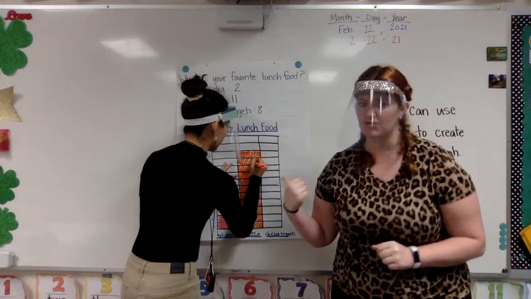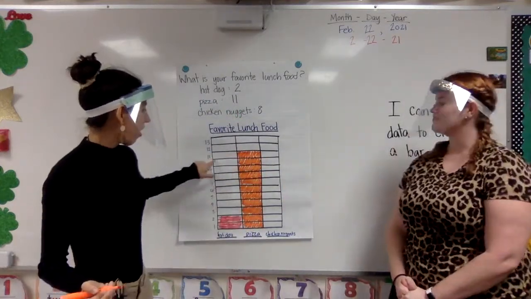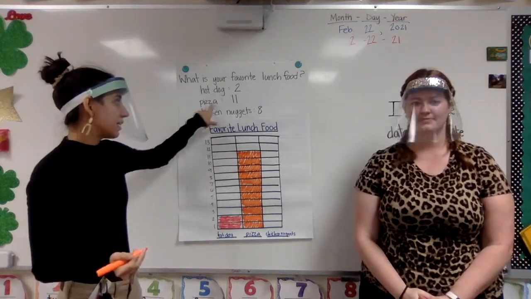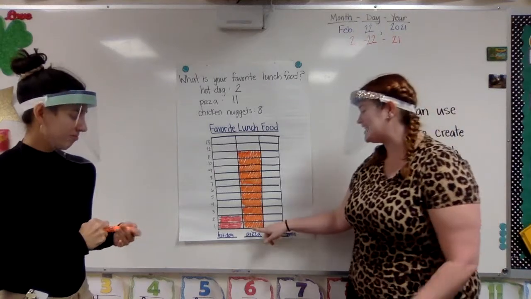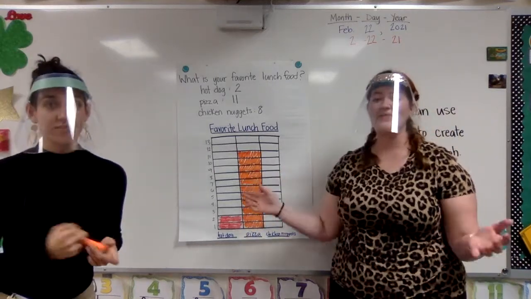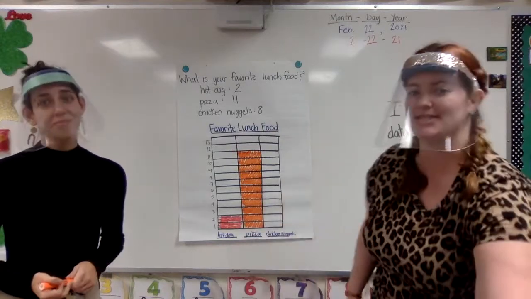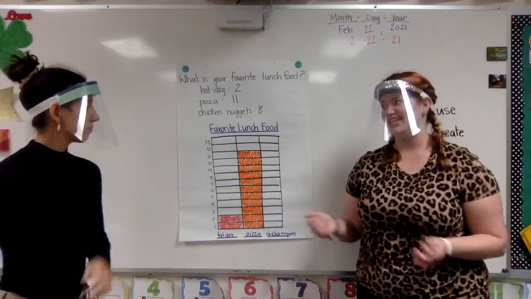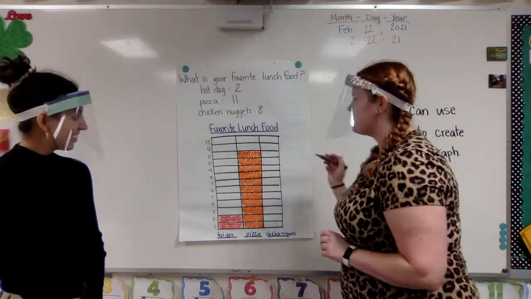Okay, let's check back in with Miss Lustico. Well, look at that. I have all of my bars filled in all the way up to 11 because that's how many people voted for pizza. Wow, and it really is easy to see how many there are because they're colored in all the way, and we used 2 different colors. That's right. Let me see if I can fill in the chicken nugget column, Miss Lustico. Let's see. 8 people voted for chicken nuggets.